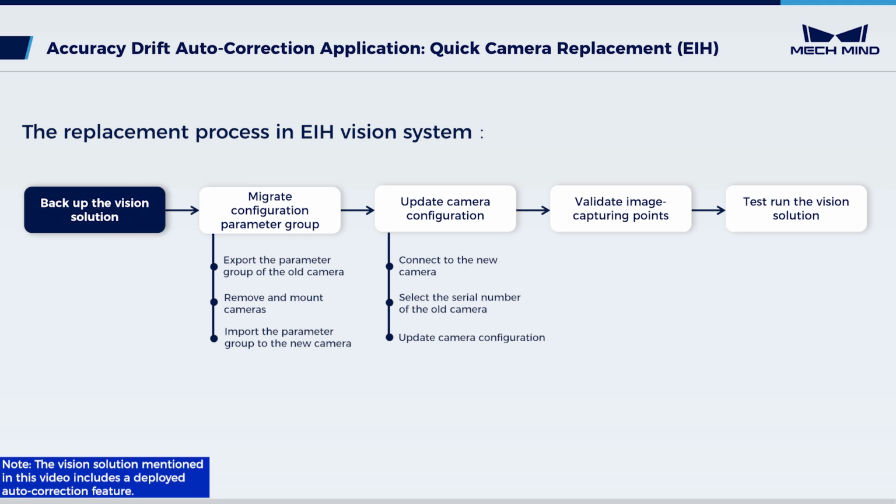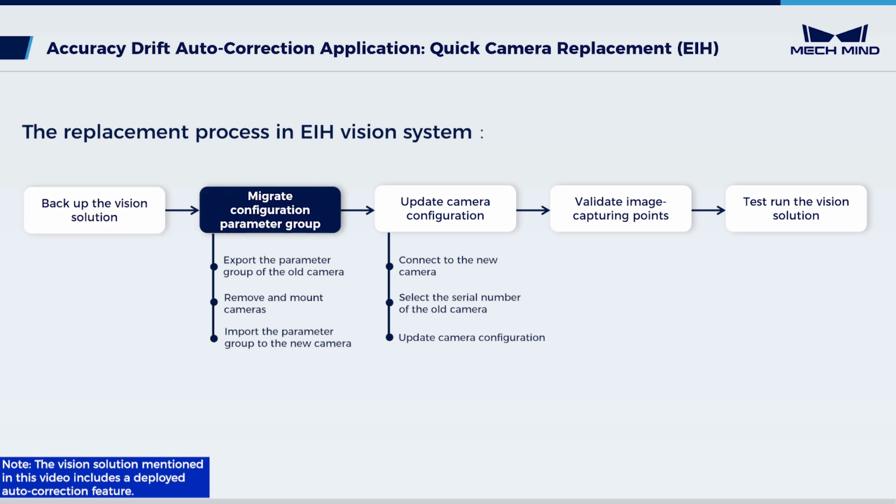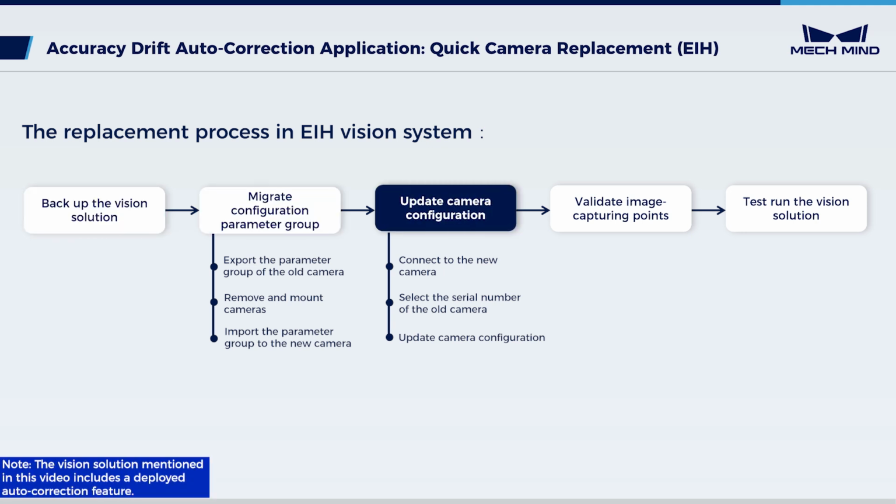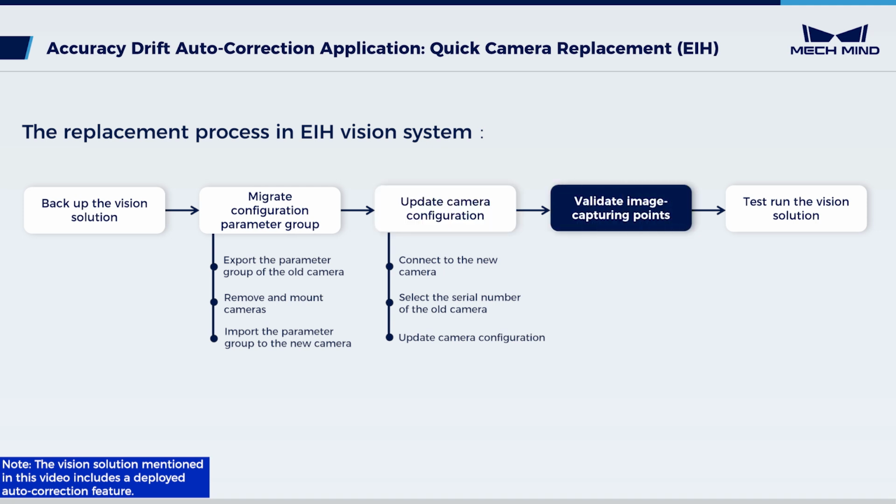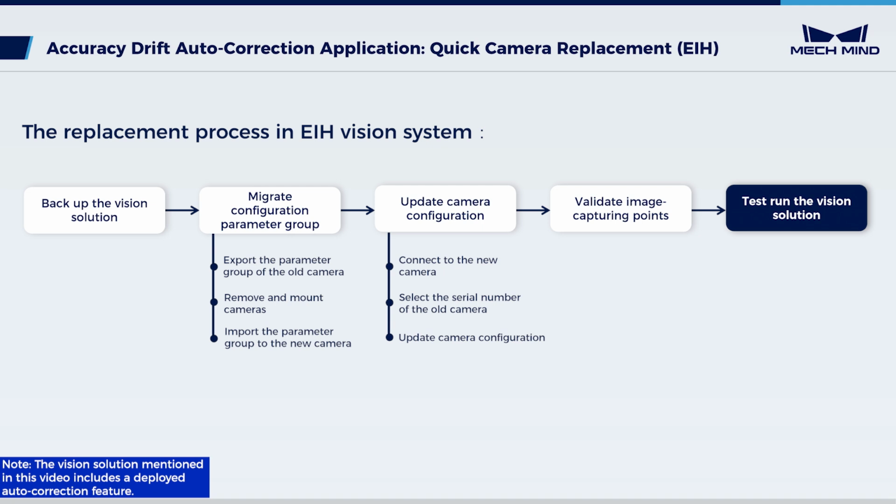Back up the Vision solution. Migrate configuration parameter group. Update camera configuration. Validate image capturing points. And test run the Vision solution. Then, get into the specifics.